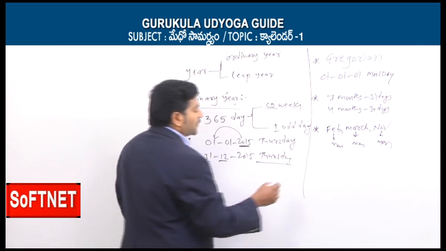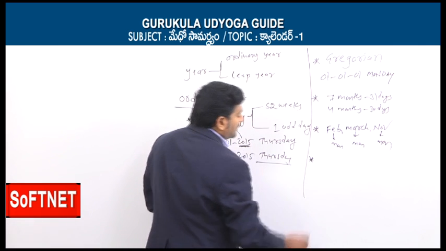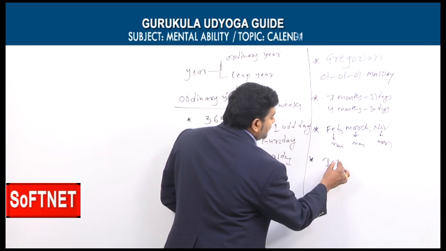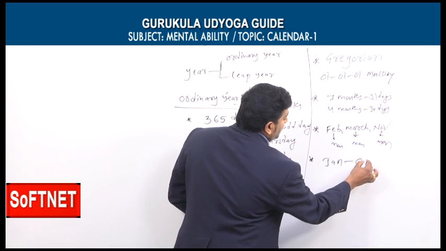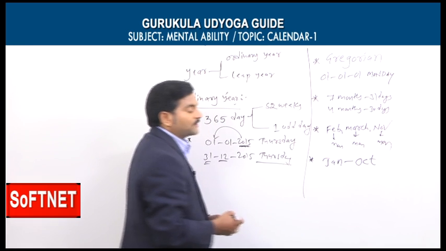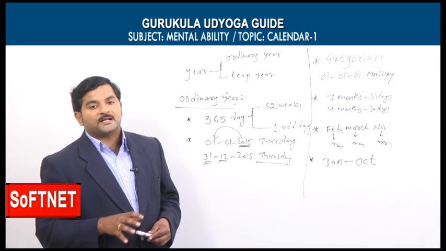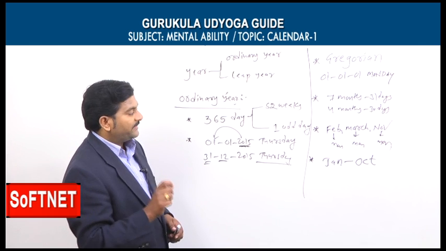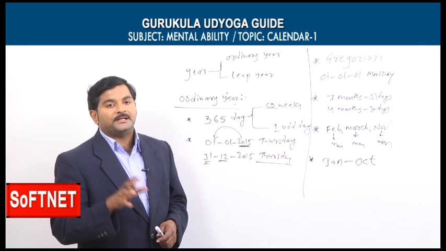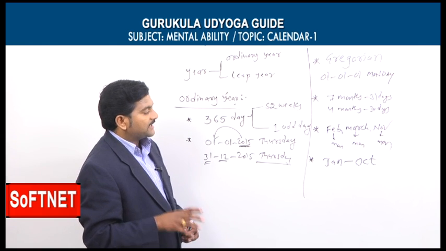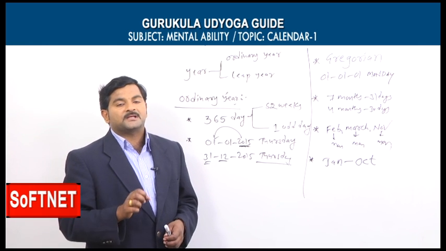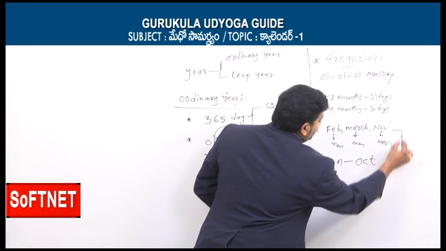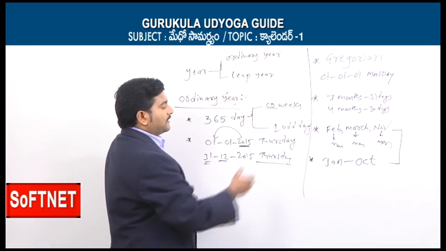And one more point, finally, in an ordinary year: usually in an ordinary year, January month and October month, these 2 months are having the same calendar. I repeat this point once again. Usually in an ordinary year, January month and October month, these 2 months are having the same calendar. So we can find out the difference between these 2 points.